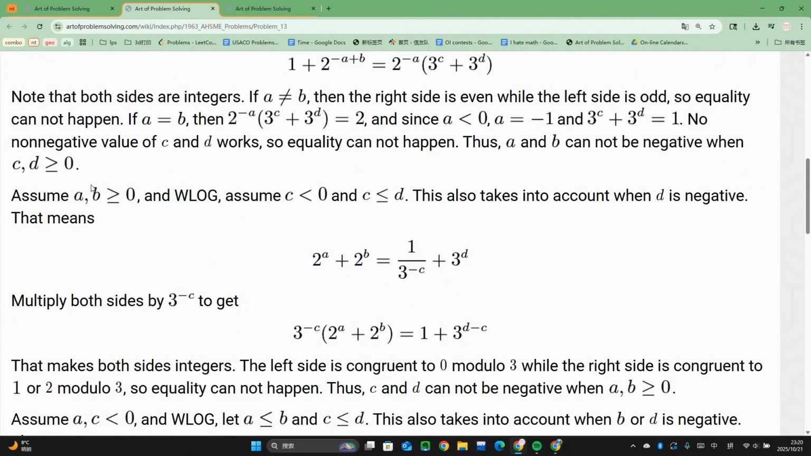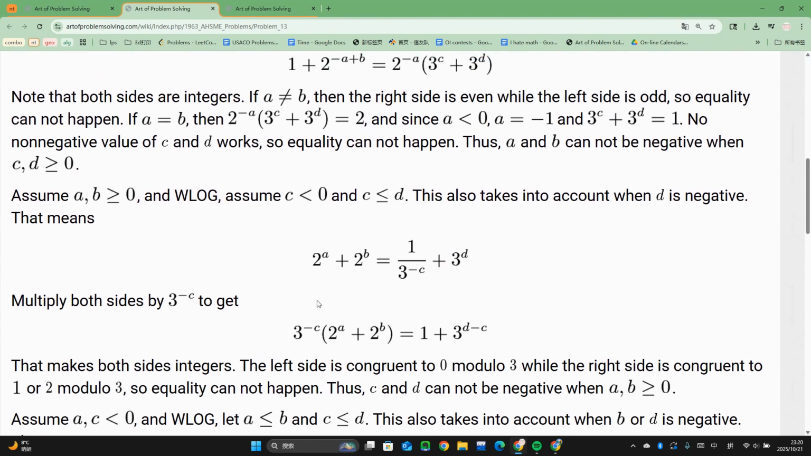So now we assume that a and b are greater than or equal to 0. However, c and d, one or more, can be less than 0. So now we basically have this situation. This is a general trick you'll want to use with number theory problems: putting it in this form, 1 over 3 to the negative c, instead of just 3 to the c, because c is negative, but it doesn't matter.